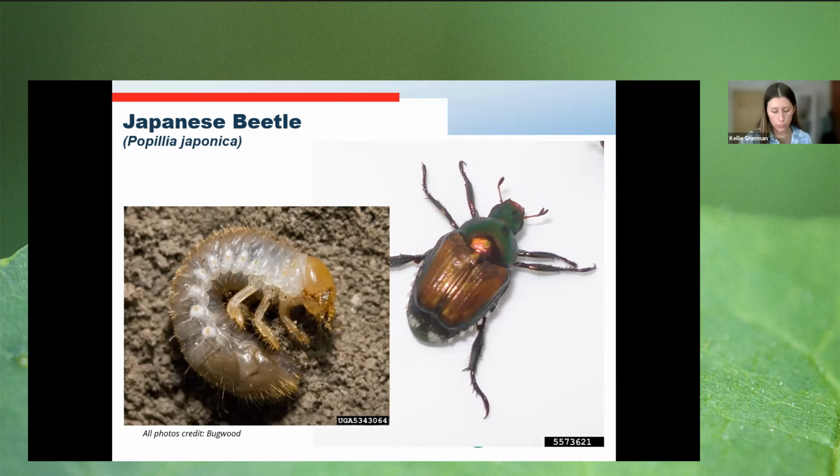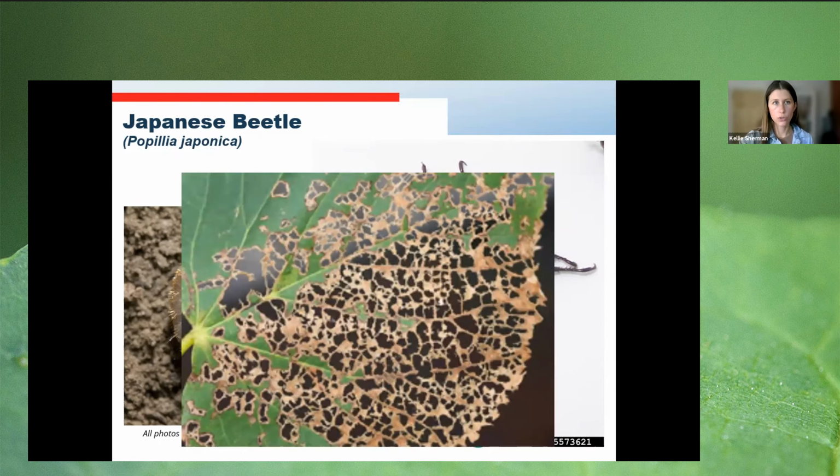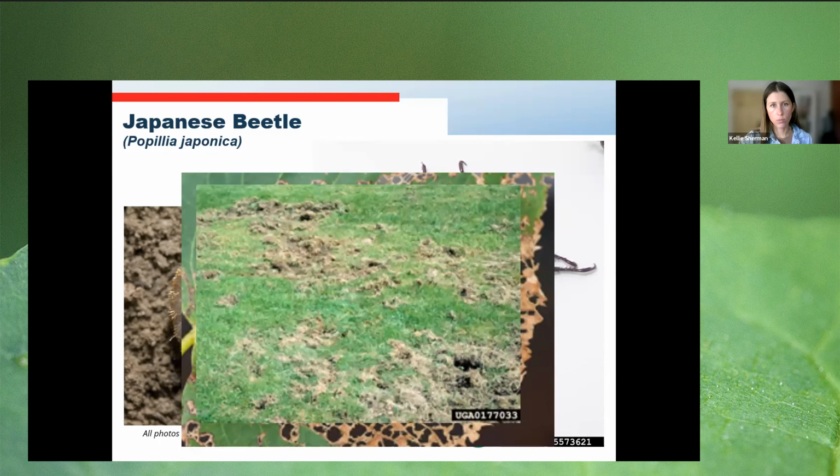So they have the yellow-brown head. They live in the soil and feed on grass roots, and they look similar to other grubs. In terms of other signs and symptoms is the damage. So that's leaf damage associated with the Japanese beetle. And then you have your turf damage as well, which may be a sign and symptom to look out for.